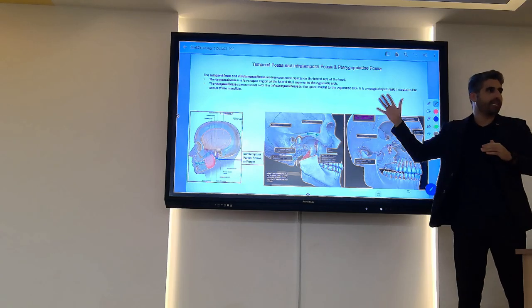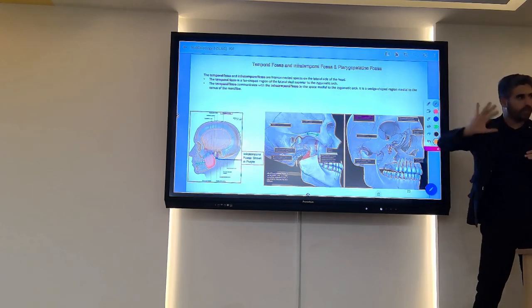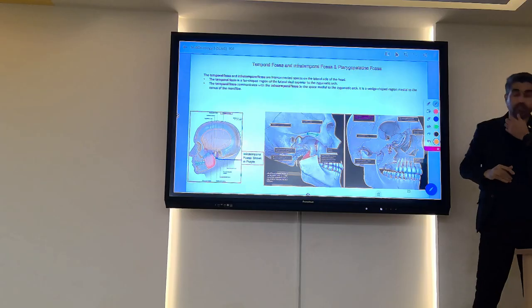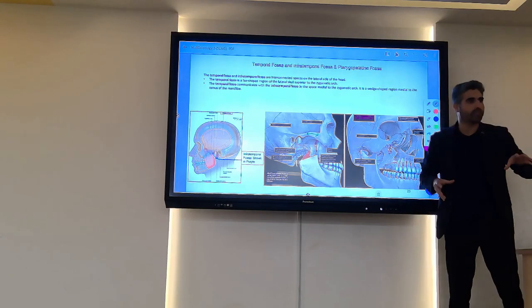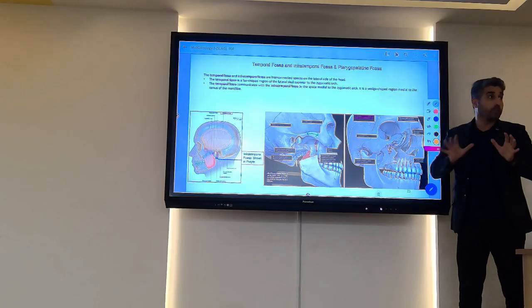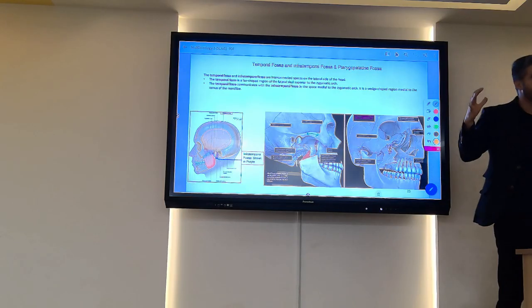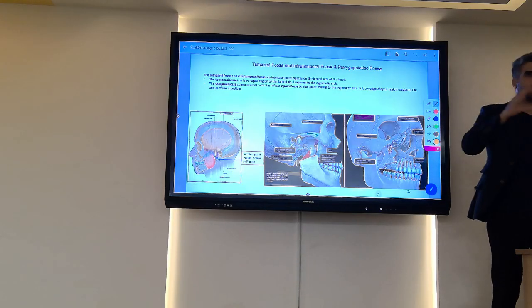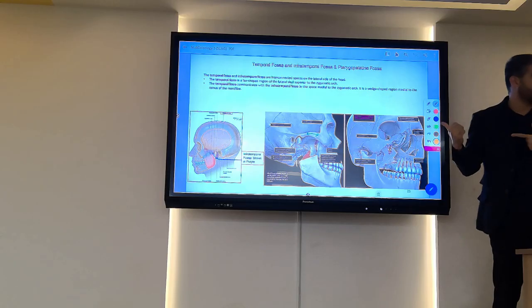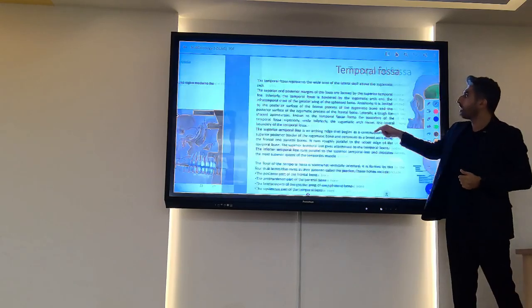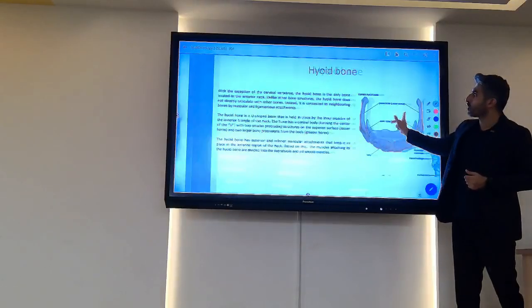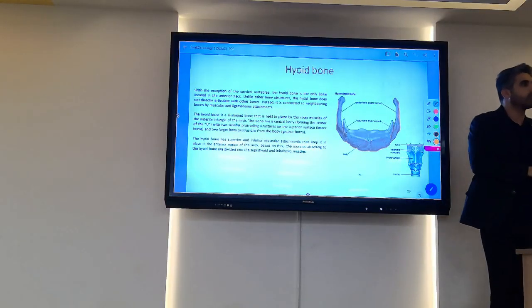Let me explain that in the next weeks, anytime we have the next weeks. I will explain for you temporal fossa, infratemporal fossa, and pterygopalatine fossa. They are important because you should know all of the bones, sphenoid, maxillary, ethmoid, palatine. Then you can understand this fossa. I will explain this fossa next week. And we finish the bones and we go to the muscles.